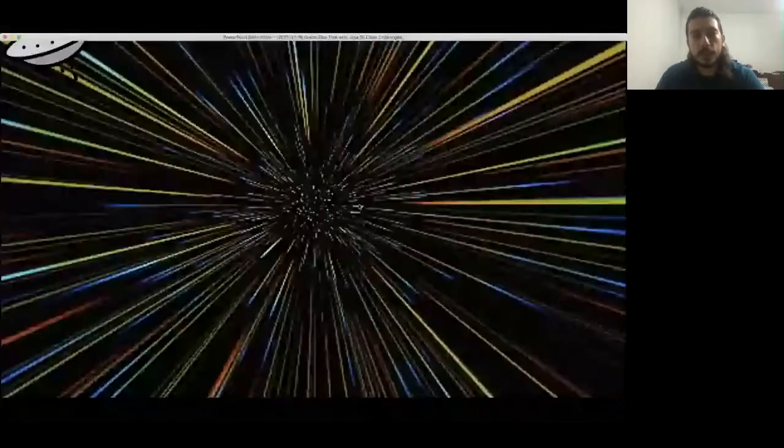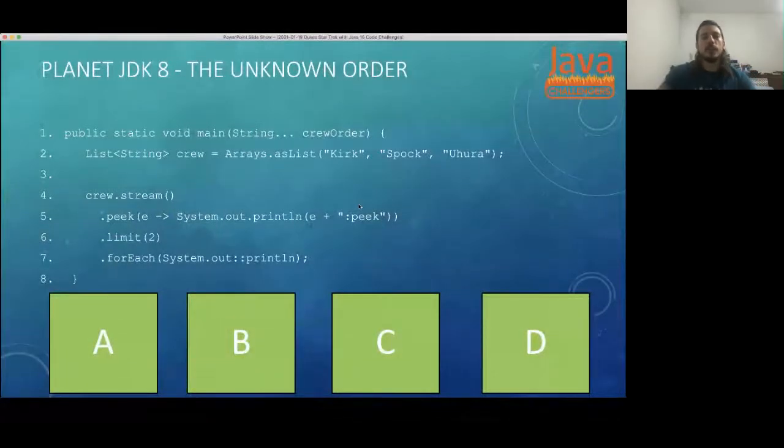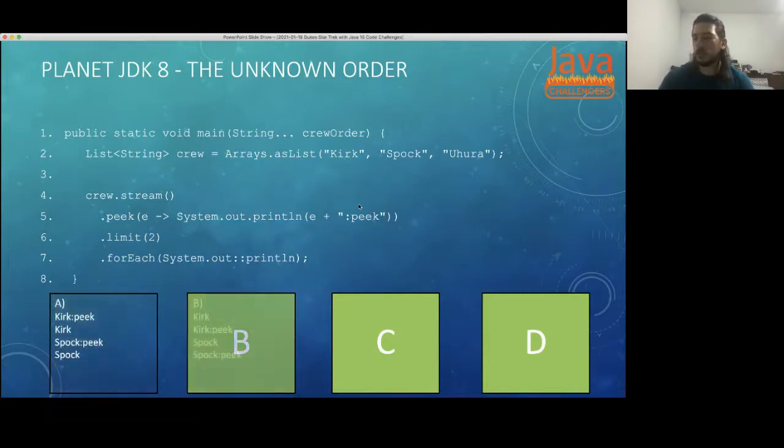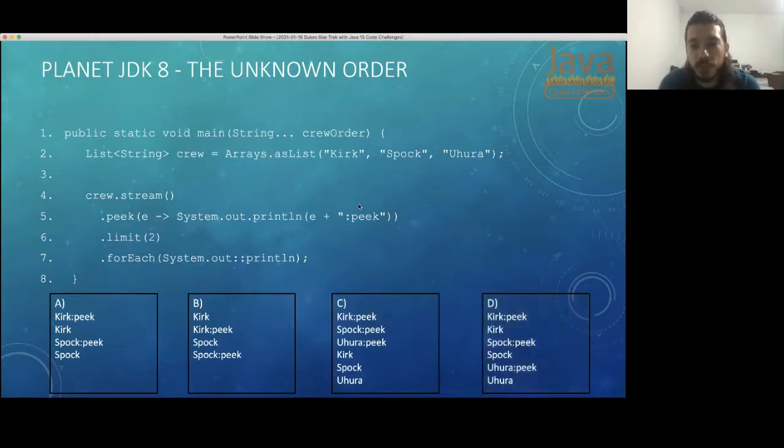So it's the next one. Okay, so this is a challenge about streams. As you can see here, we are instantiating a list with those 3 elements, and then we are invoking a couple of stream methods. So let's see the alternatives then. And please, guys, if you know the answer or if you want to guess it, put it in the chat.